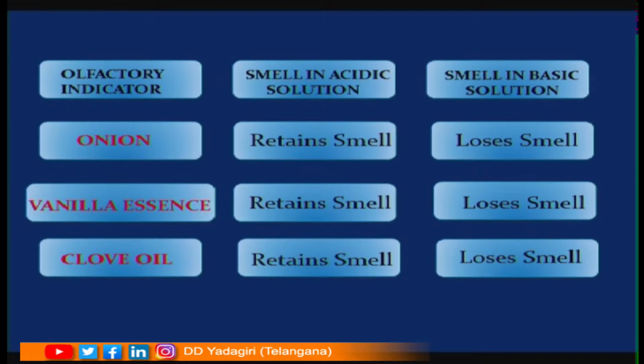Next, you see here the olfactory indicators. We are taking three indicators: onion, vanilla essence and clove oil. After adding acidic solution, the smell is retained. Whenever you wash them with base or dip them in bases, they will lose their original smell. It is the characteristic of bases towards indicators like onion, vanilla essence and clove oil. Therefore, such indicators you call olfactory indicators.